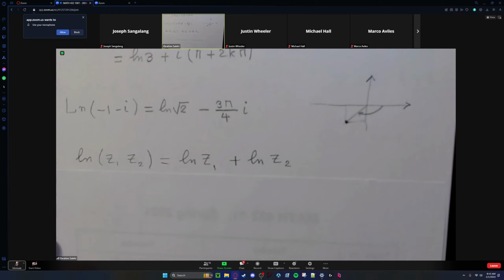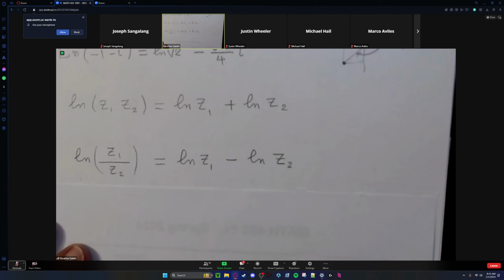Well, when it comes to rules or properties, you remember these two properties from pre-calculus. They are still valid here, but they might not be valid for the principal argument. In general, it is true for the natural log, all right, but it might not be valid for the principal branch of logarithm.